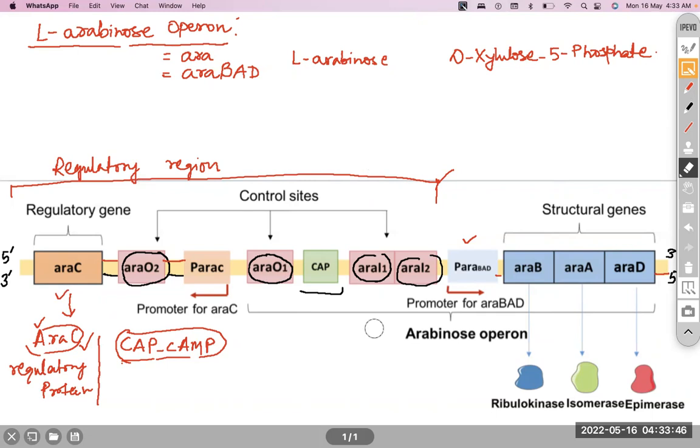Enzymes are the gene products here. How are they performing? L-arabinose is the precursor which is available in the medium. Then AraA converts it into L-ribulose.